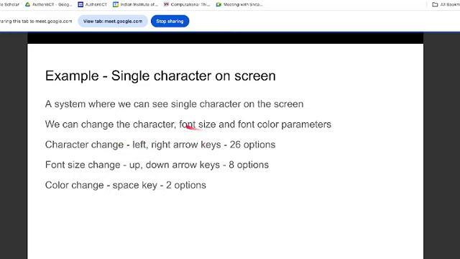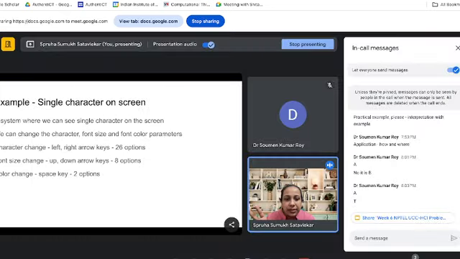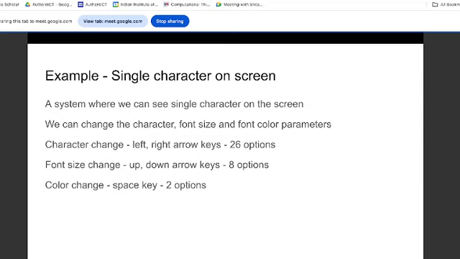Next, we can imagine that the font size of this A can be changed up to 8 options. If we want to increase the font size, we press the up arrow. If we want to decrease the font size, we press the down arrow. Then we can imagine that the font color can be changed. For changing the font color, we can use the space key maybe, or any other key for that matter. There are only two color options that we are considering. That's why we are taking only a single key.